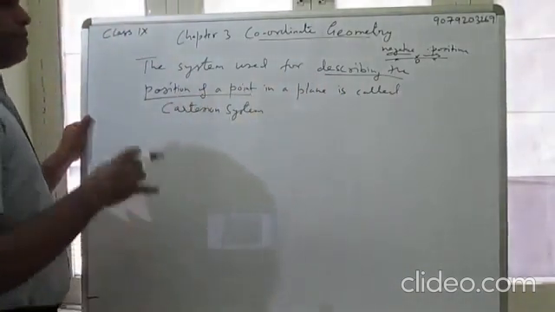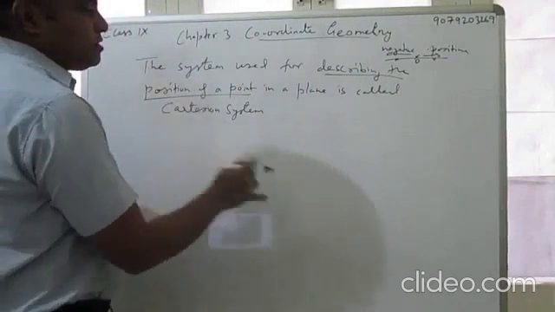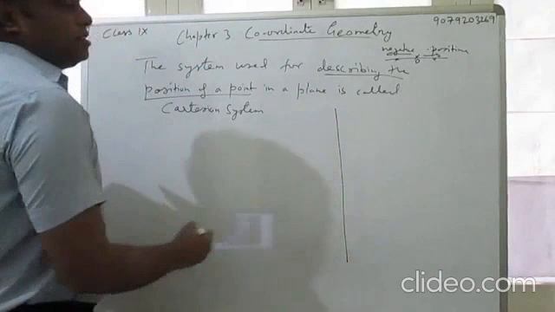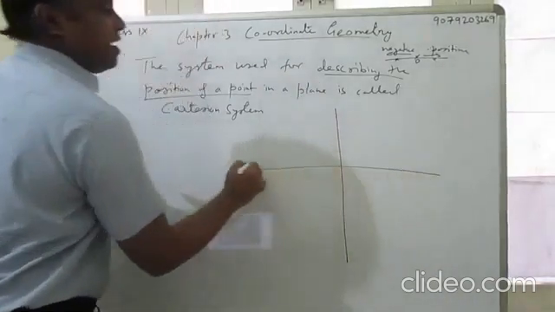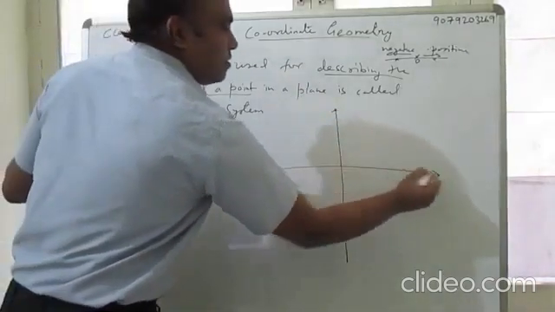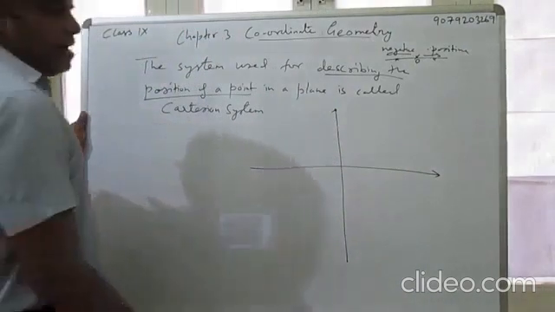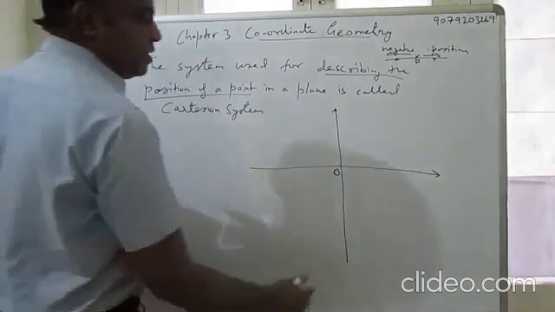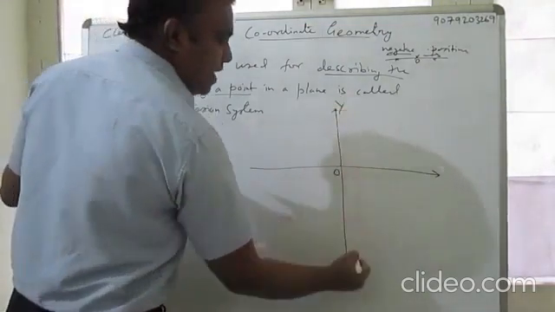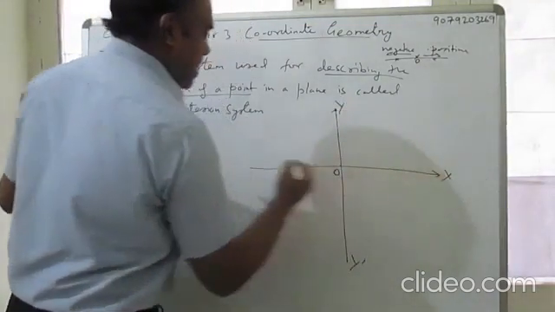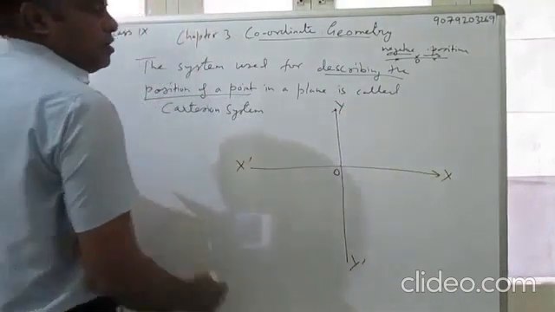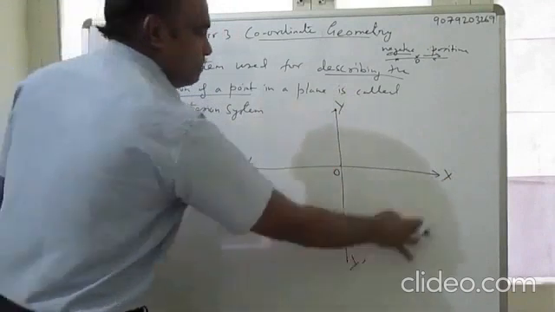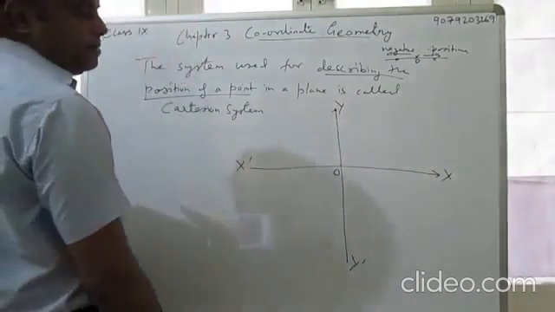How will you describe the position of a point in the Cartesian system? How will you make the Cartesian system? Take two perpendicular lines. These two perpendicular lines meet at point O. It is called the origin. This is called Y dash and this is called X dash. Now this is also called the Cartesian system in a plane.